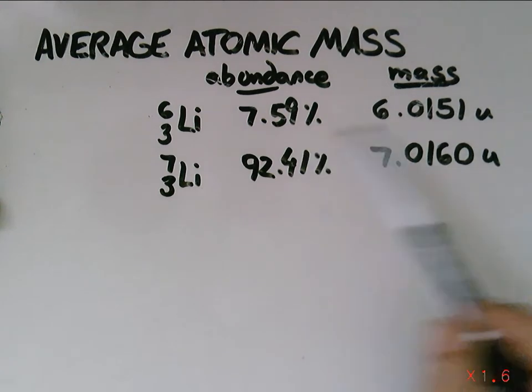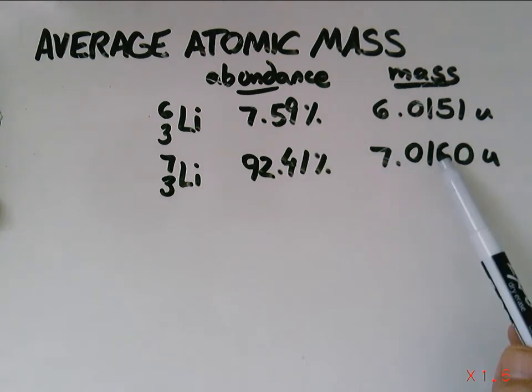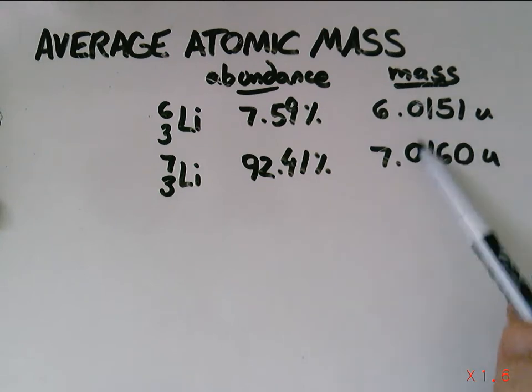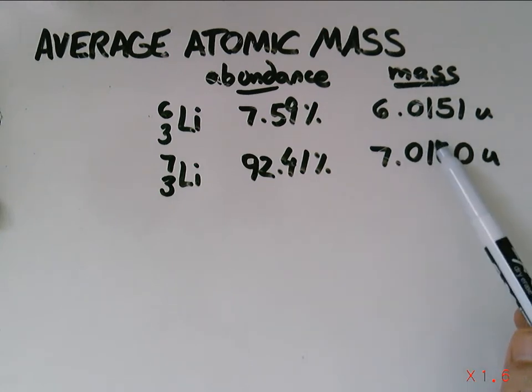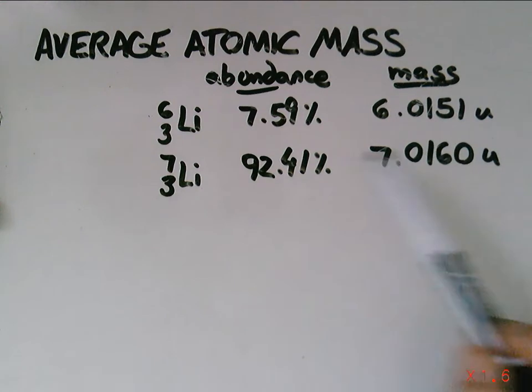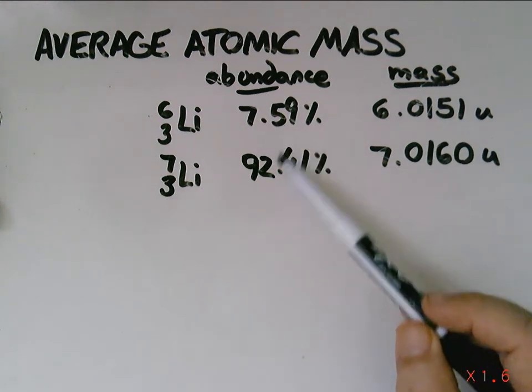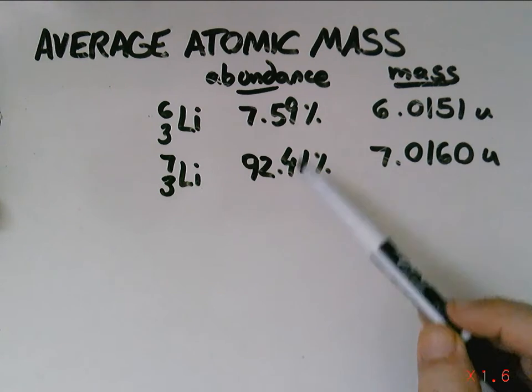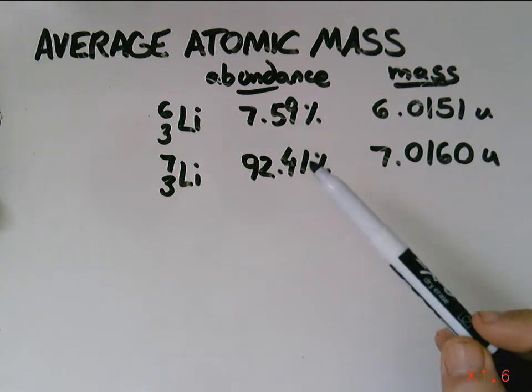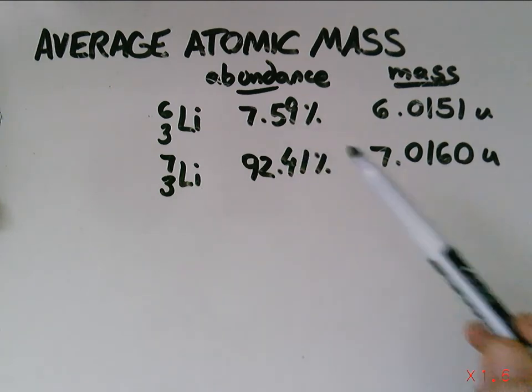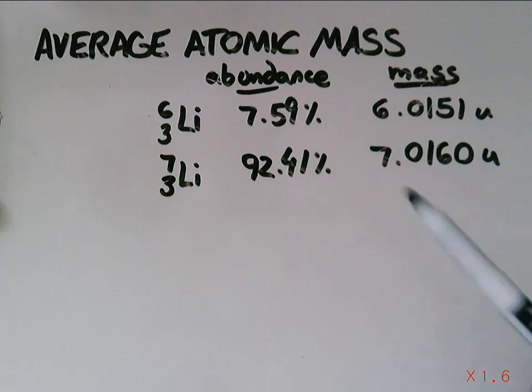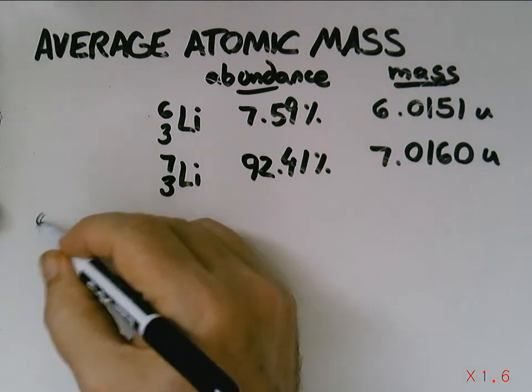It means that if it was a 50-50 mixture of lithium-6 and lithium-7, you could average these two, and that would be the weight that you'd see on the table. But it is not a 50-50 mixture. It's a 92.41 to 7.59 mixture. So how do you take the abundances into account when you're trying to calculate your average?